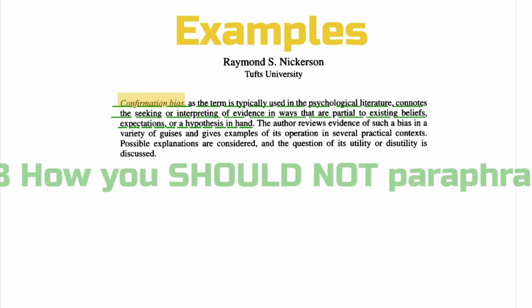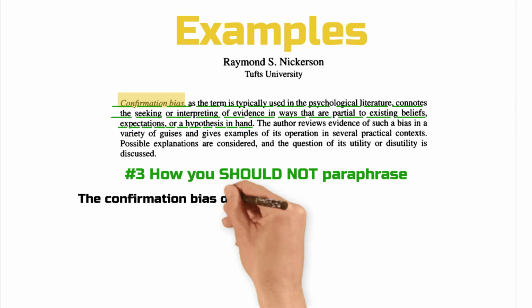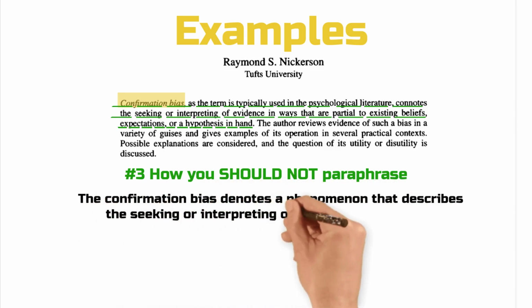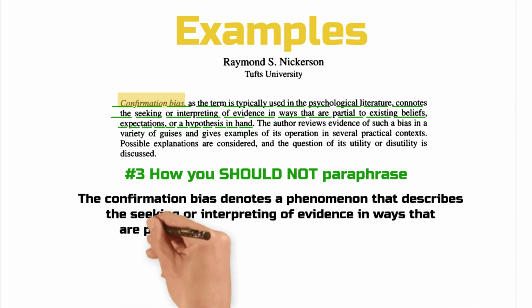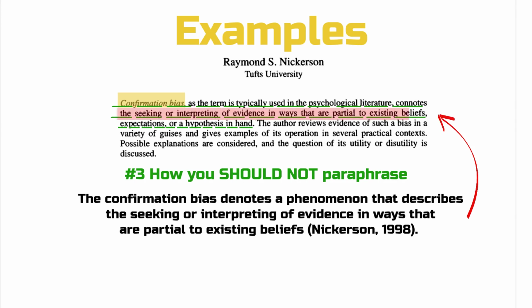Example 3. How you should not paraphrase. So let's look at an example for a really bad paraphrase. The confirmation bias denotes a phenomenon that describes the seeking or interpreting of evidence in ways that are partial to existing beliefs. Nickerson, 1998. The first part of the sentence has been described in different words than used in the original, which is okay. But the second part of the sentence is identical to the original text.